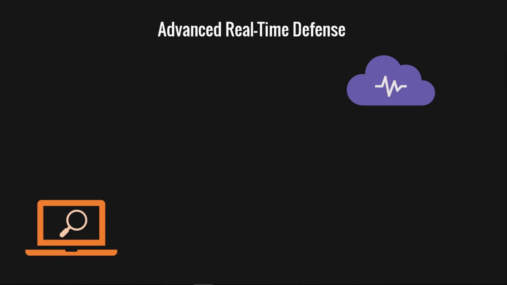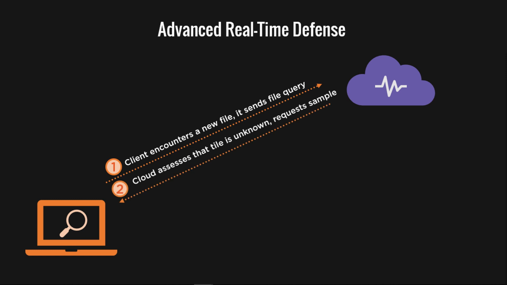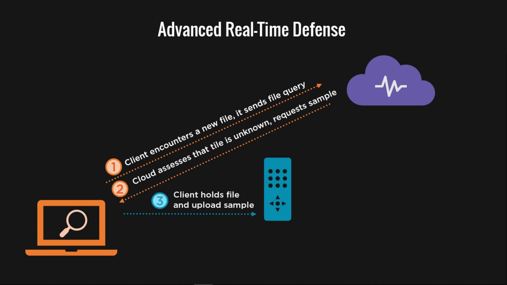So when Windows Defender encounters a new file, for example, that it does not know is a bad or good file, it sends a file query to the cloud. Hey cloud, do you know about this file? Now if the cloud knows about this file, it will provide feedback to the endpoint. Otherwise, it will ask the endpoint to send a sample. The client holds the file and uploads the sample to the cloud.